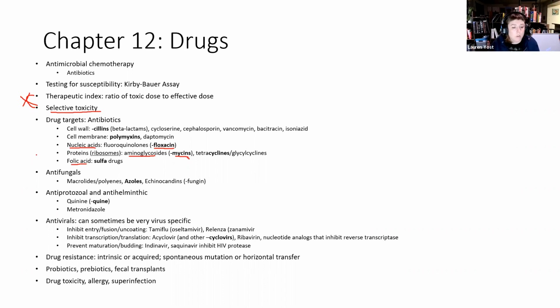The antivirals. These medications are often very virus specific, and I'm sure that you guys learned that whenever I was going over this in the lecture. Tamiflu and Relenza, both of these are going to inhibit the fusion, entry, uncoating, everything like that for flu. And that's it, just the flu. So those will only affect the flu because the flu has this molecule on its surface.